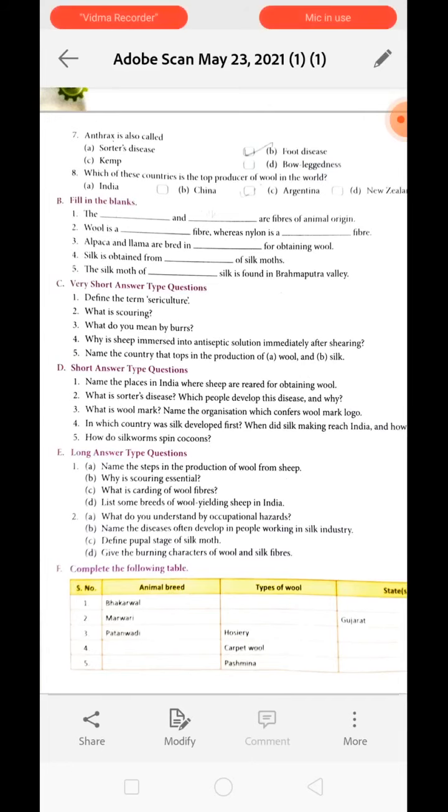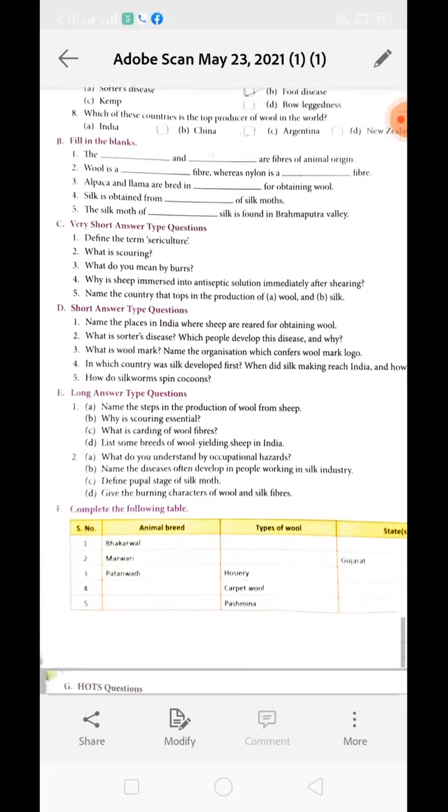Second question. Wool is a dash fiber whereas nylon is a dash fiber. Wool is a natural fiber whereas nylon is a synthetic fiber. Okay, in first one you will write natural and second one you will write synthetic. Third, alpaca and llama are bred in dash for obtaining wool. Alpaca and llama are bred in South America. Okay, next is question number 4. Silk is obtained from dash of silk moth, the cocoon of silk moth. Fifth question. The silk moth of dash silk is found in Brahmaputra Valley: Muga silk.